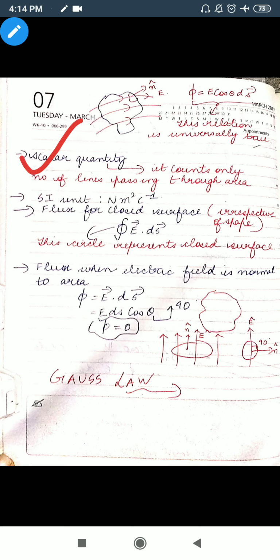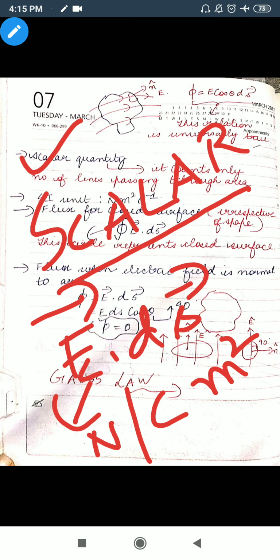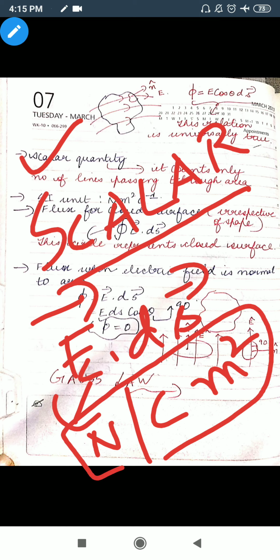And area is meter square. So what are the units? The new units are Newton meter square per coulomb. So what are the units of electric flux? Newton meter square per coulomb.